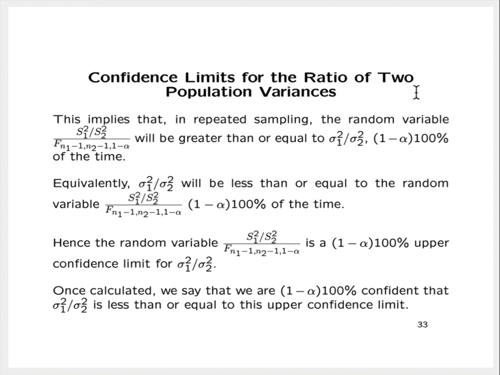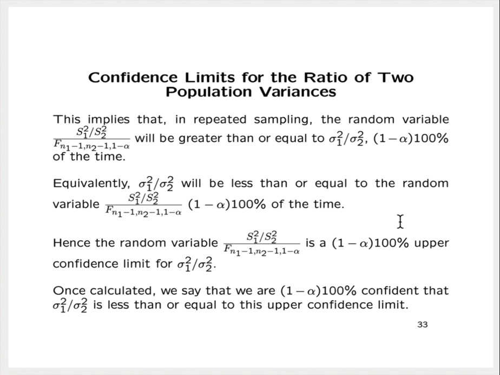And so this implies that in repeated sampling, the random variable given by the ratio of the sample variances divided by the upper 1 minus alpha percentage point of the F distribution with the appropriate degrees of freedom will be greater than or equal to this ratio of the population variances 1 minus alpha times 100% of the time. Equivalently, the ratio of the population variances sigma 1 squared over sigma 2 squared will be less than or equal to this random variable, again 1 minus alpha times 100% of the time.